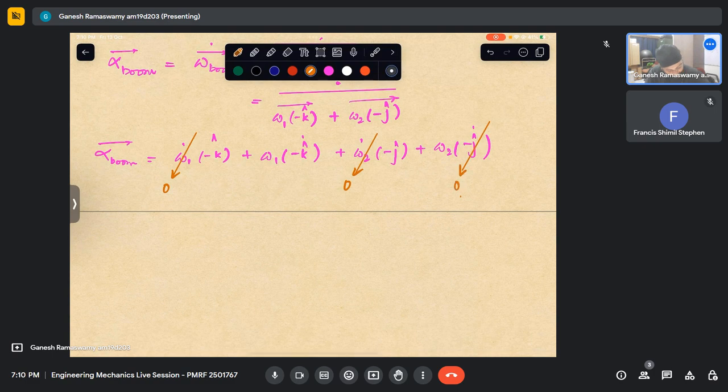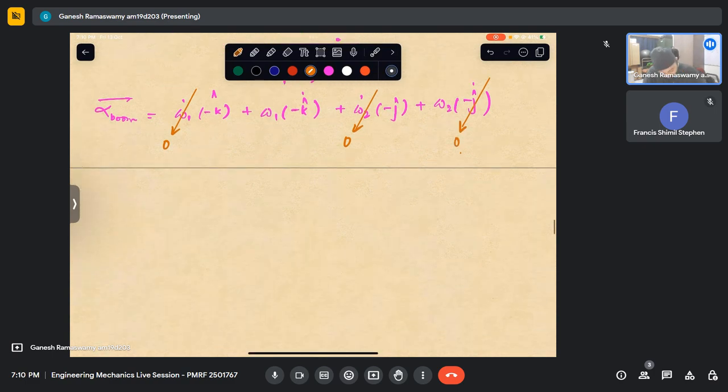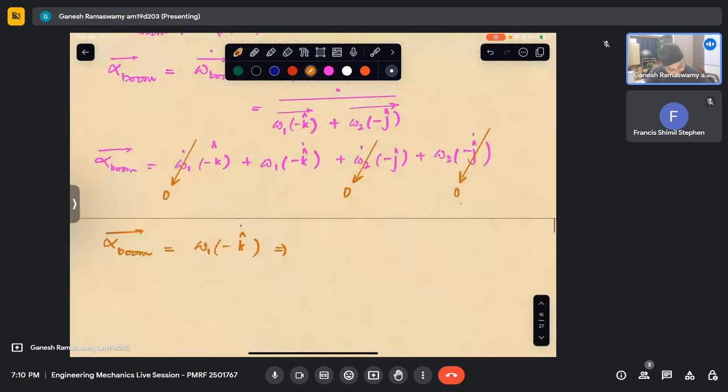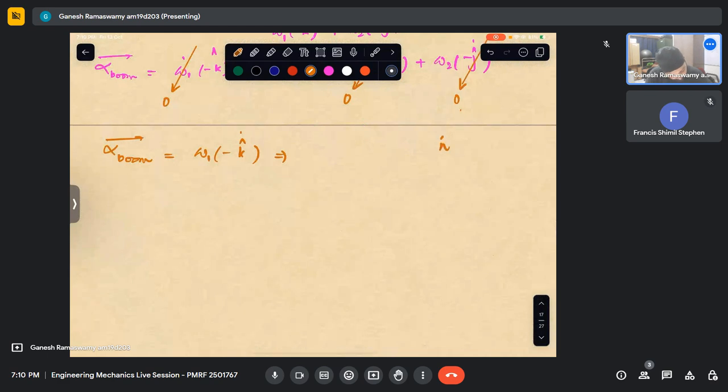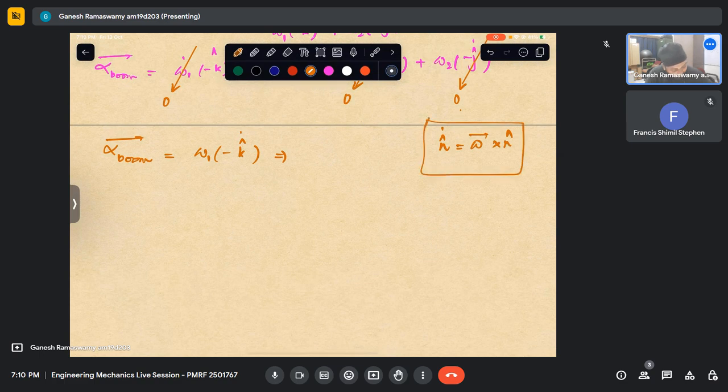Okay, so we know this is nothing but omega 1 into minus k cap dot. Again invoking this relation which we have identified from our vector algebra.